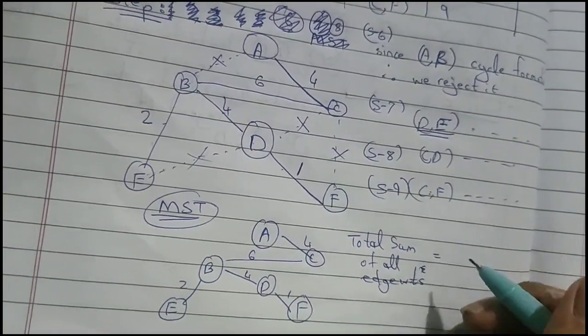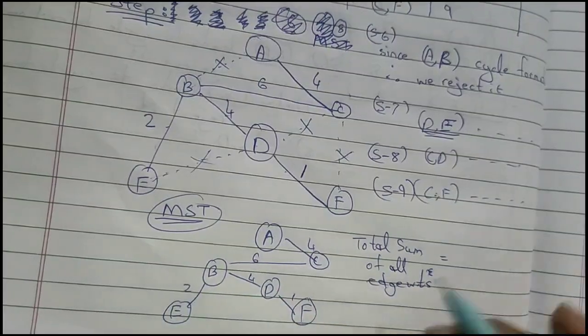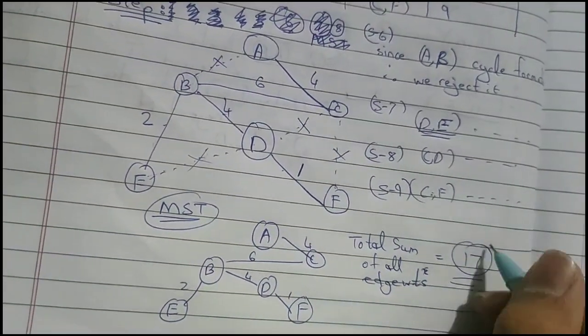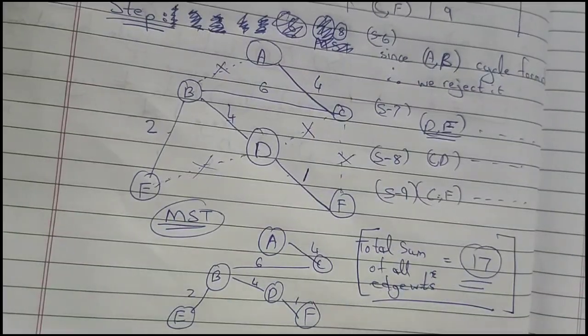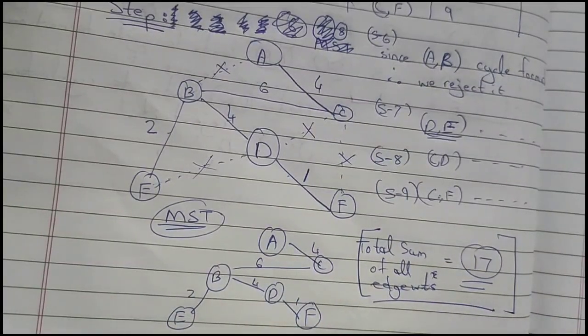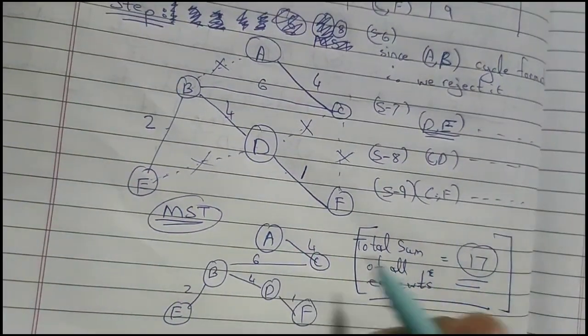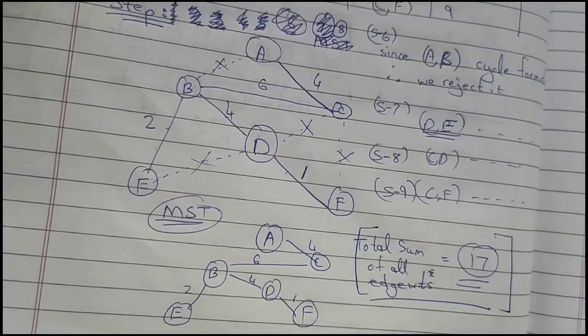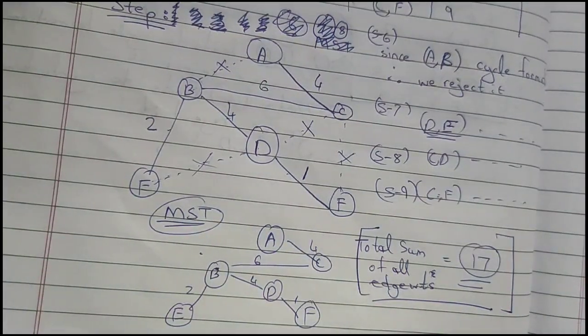So the total sum of all edge weights is equal to 4 plus 6, 10, 14, 16, 17. So 17. For this graph, you get an MST having a sum of all weights as 17. This is the minimum sum that still keeps the entire graph connected. So yeah, that's your final answer.